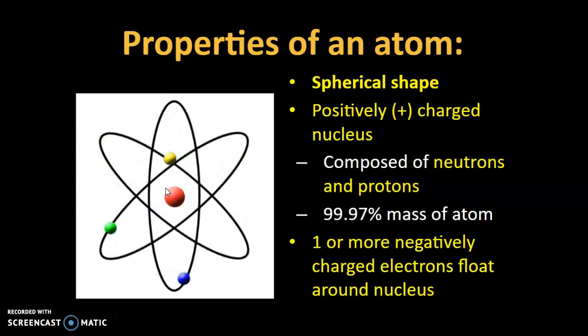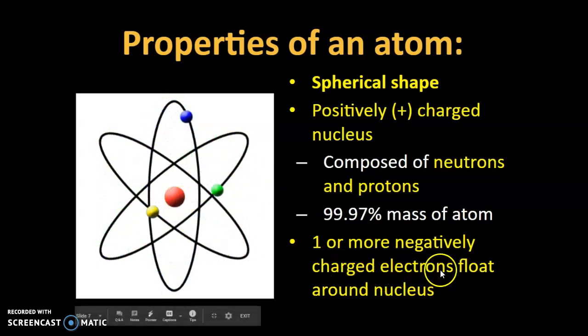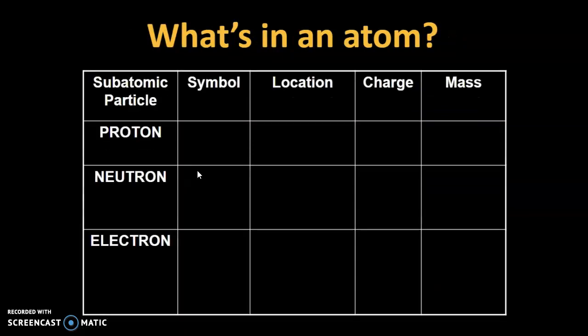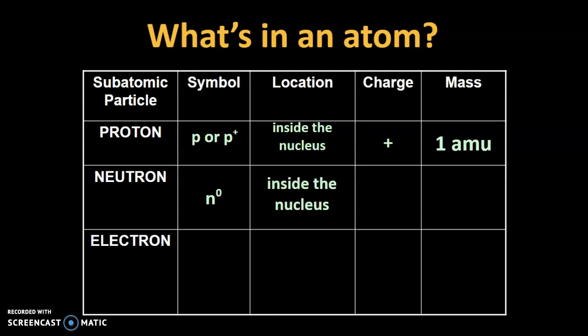And another property of the atom, these things right here floating around, these are going to be our negatively charged electrons that float around the nucleus. Look at how they're orbiting here. So the big takeaways from this slide here is that the nucleus is made up of neutrons and protons, and that electrons are negatively charged and they float around the nucleus. So let's go ahead and organize our notes a little bit. And so these are going to serve as the foundation for chemistry.